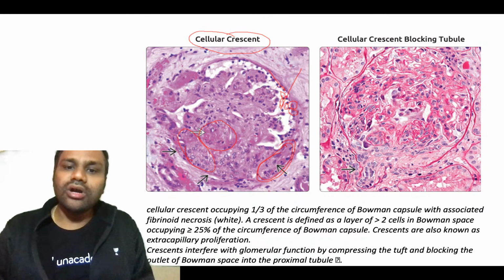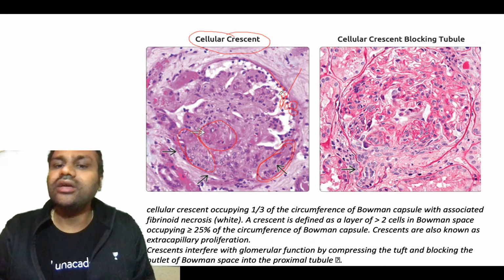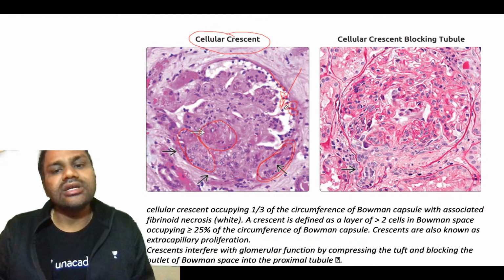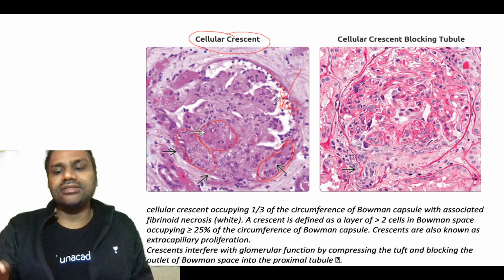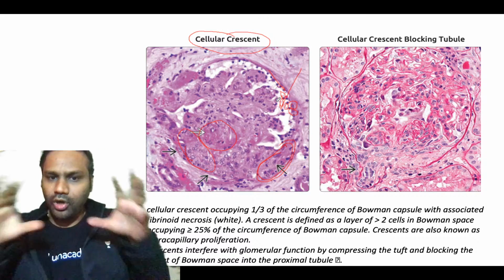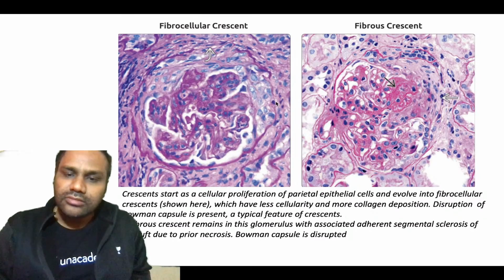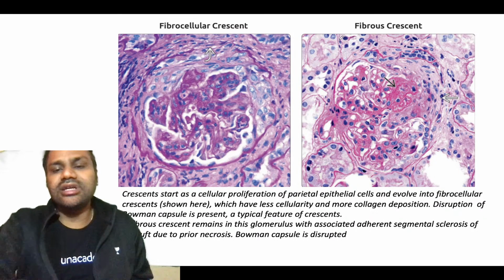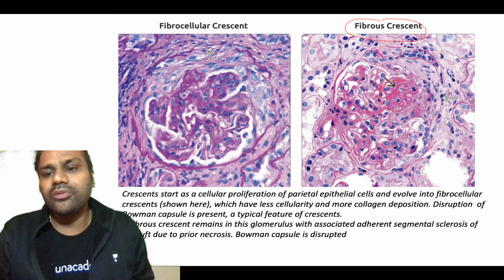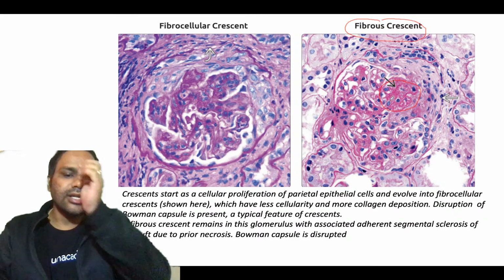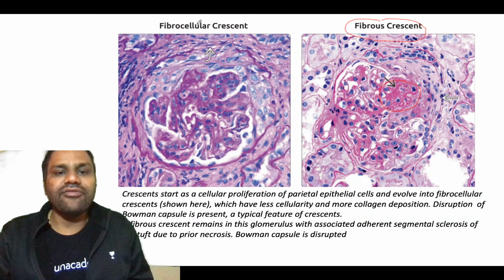Now, if there is a crescent, obviously there will be difficulties in capillary formation and filtration. There will be problems in the filtration process and in the capillary loops. There will be tufting, and these problems of filtration can be seen in crescentic glomerulonephritis. As I said, there can be another type of crescent, the fibrous crescent. A fibrous crescent has a high amount of fibrin deposition, and you can also have a fibrocellular crescent.